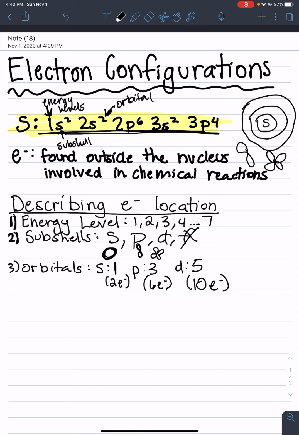Alright, so that's describing our electron location. The next thing we need to talk about is rules for writing, because you guys are going to be expected to write this. You're going to have to know how to write that. And so, here we're going to give you some rules for writing it.